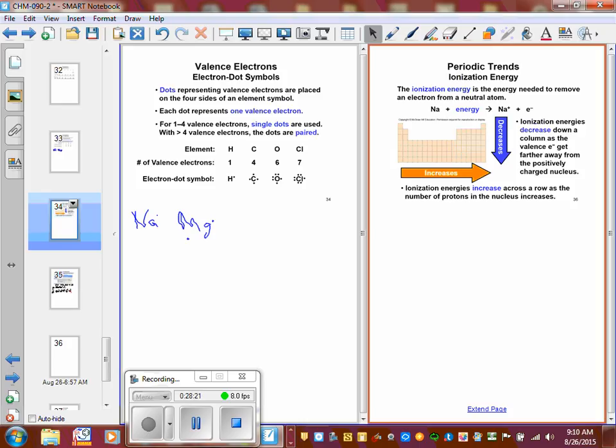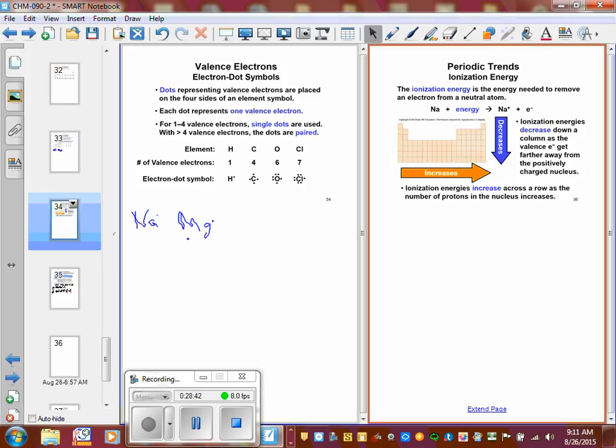Potassium. How many valence electrons? 1. But it's not in the 3s, it's in the 4s. So its valence electron's a little farther away. So is it going to take more or less energy to pull it away from the nucleus? Less. How farther away?